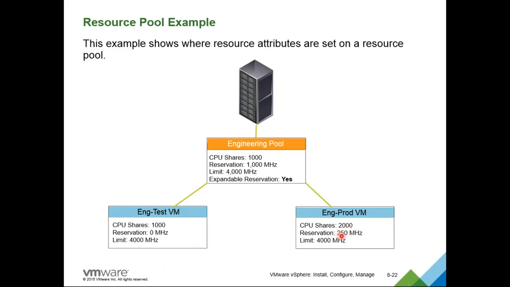Like that, in the production VM also, I allocated CPU shares as 2000, and the reservation I created as 250 megahertz, and the limit I gave as 4000 megahertz. In this scenario, the engineering prod VM scenario, 250 megahertz will be reserved for this particular VM out of 4000 megahertz. This VM can utilize a maximum of only 3750 megahertz. Okay, any questions?